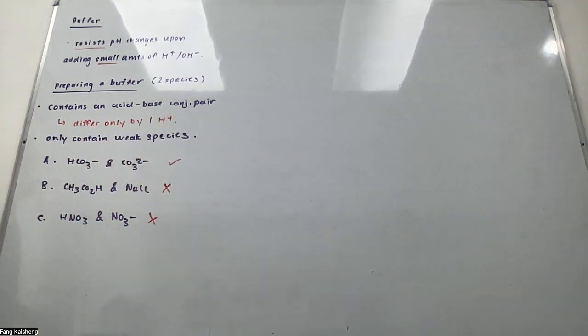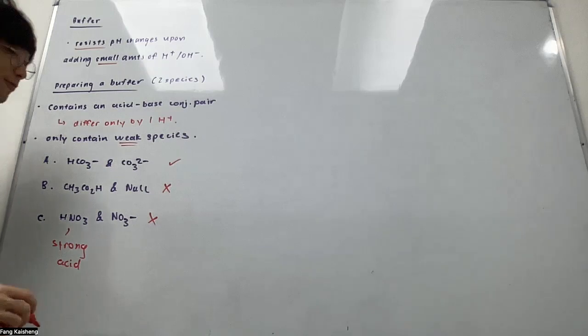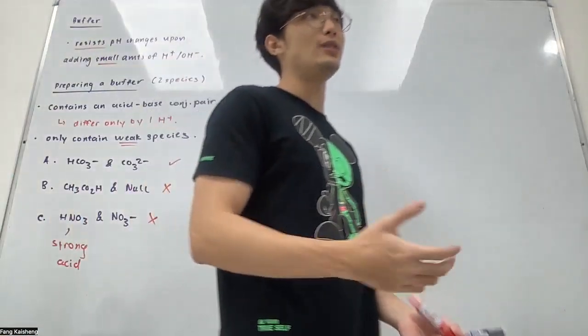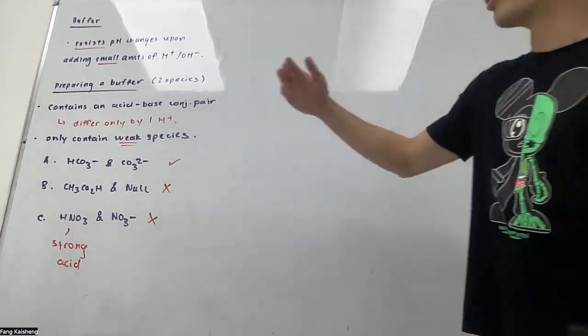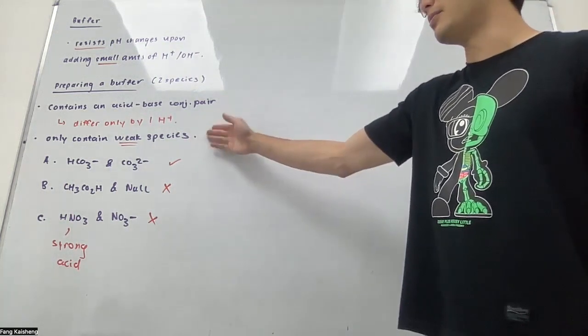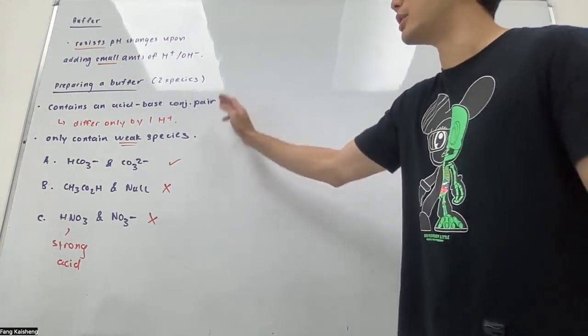You can bear this in mind: no strong species allowed. HNO3 is a classic strong acid. You can't have anything strong in a buffer. It is quite aligned with the theme of this chapter. This chapter talks about weak species most of the time, so your buffers need weak species also. So two criteria: only weak species. Bear this in mind, this is really important for the next portion.